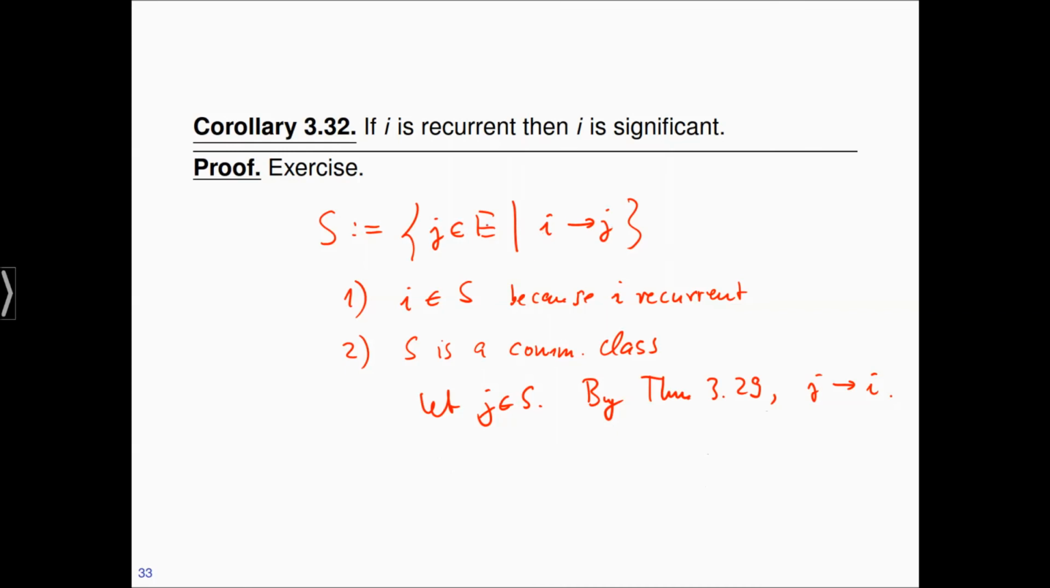So this is a communicating class. By construction anyway, I'm not missing out any state that you can reach from i, and i and j communicate for all j in S. So this shows that S is a communicating class, and 1 and 2, so the fact that i is in S and S is a communicating class, imply that i is significant. And that's the end of the proof.